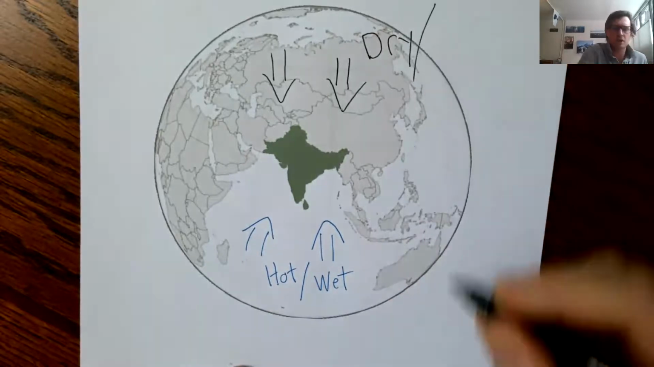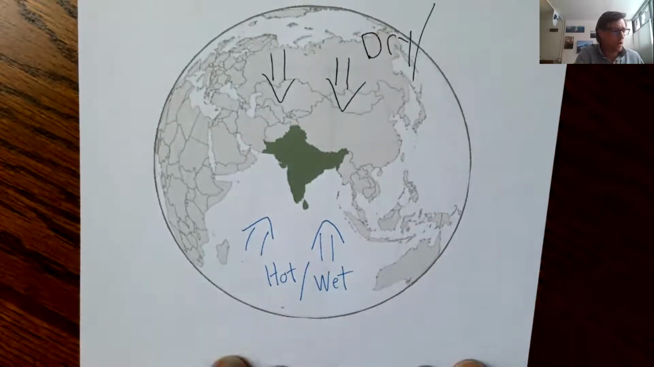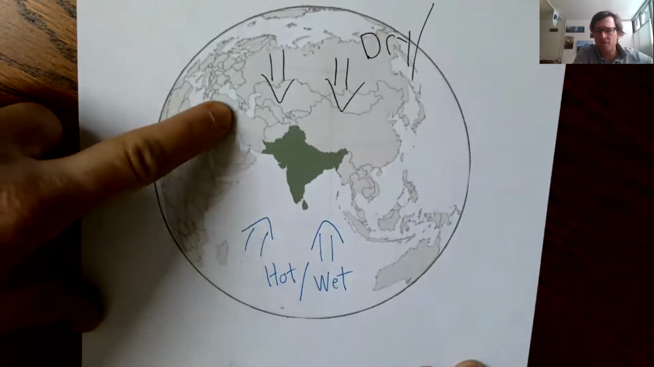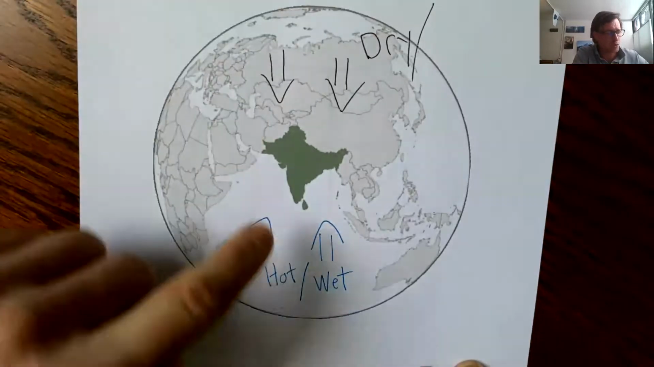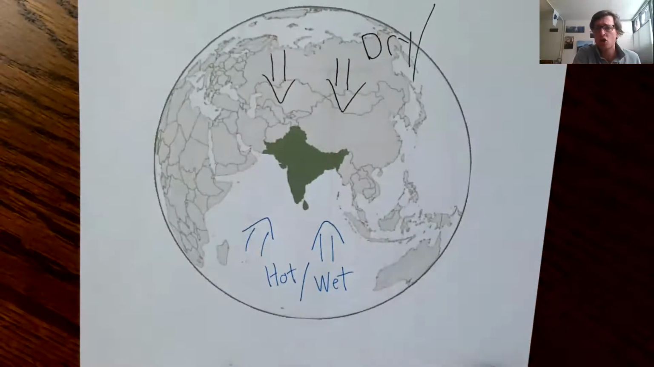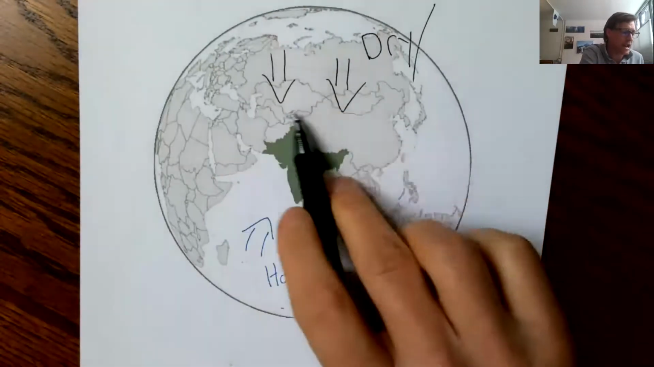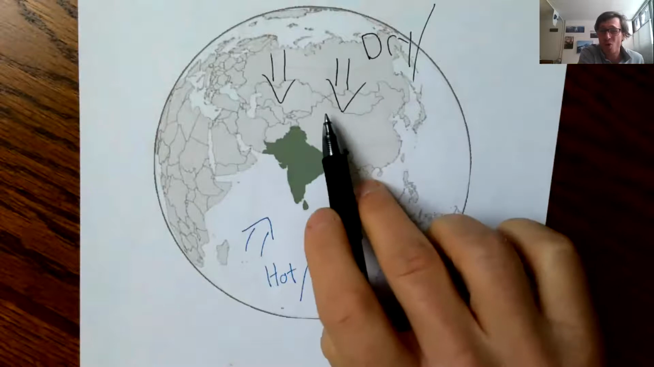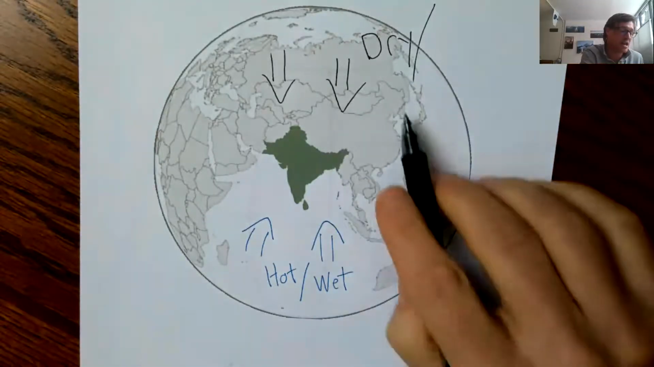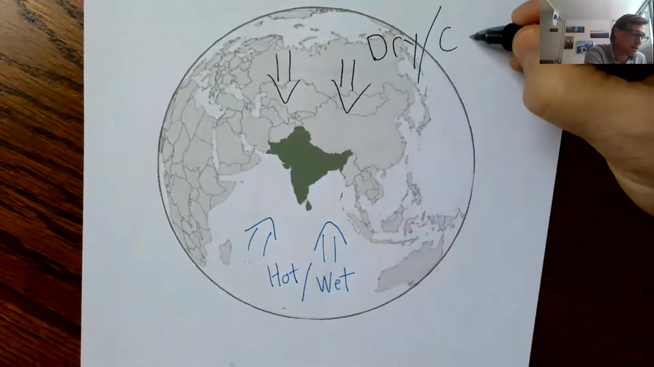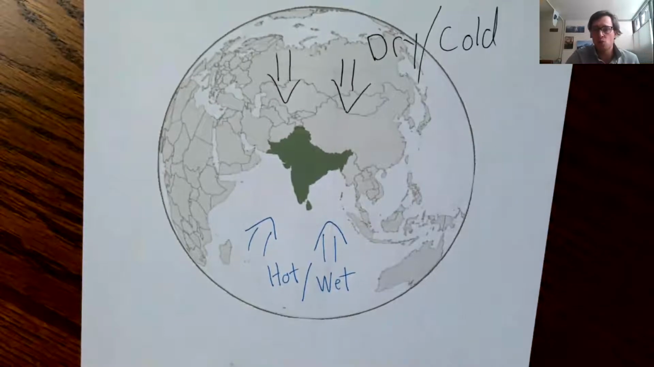And then what's the temperature going to be like? Is it going to be hot or cold? Well, we know the farther you get away from the equator, the farther you get towards the north and south poles, the colder it gets. So this area up here is pretty cold. So the air that's being blown in is not only dry, but it's cold as well.